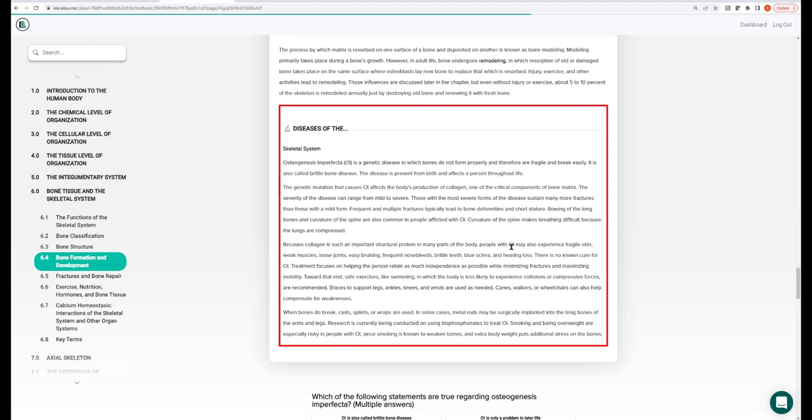Now, let's take a look at this. Why would people with osteogenesis imperfecta not only have bone issues, but why would they also have fragile skin? Why would they also have loose joints? Why would they have brittle teeth? And why would they be prone to hearing loss? And I hope what you realized is that all of those things, skin, joint structures, teeth, and in your ear, you have little bones, they're all made of collagen.